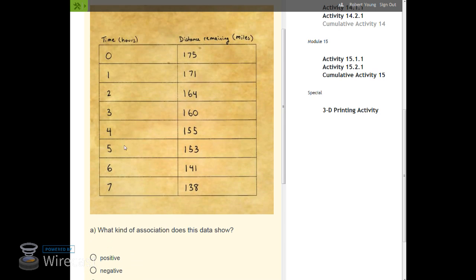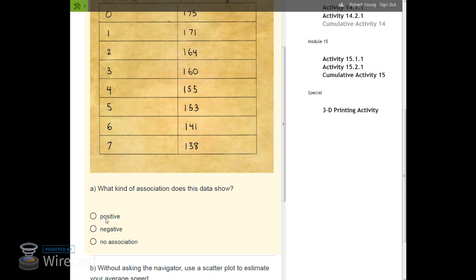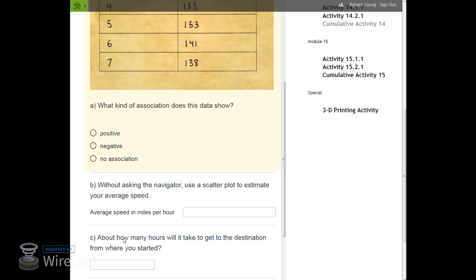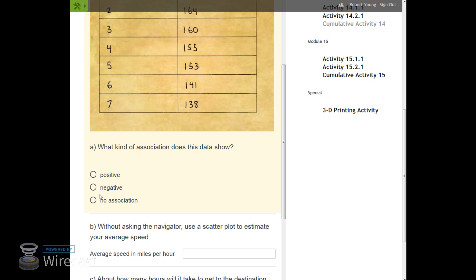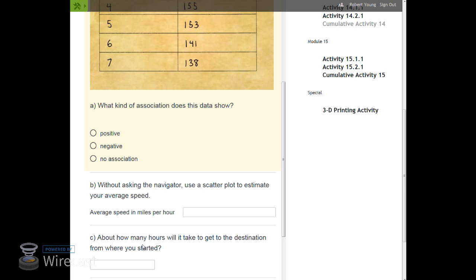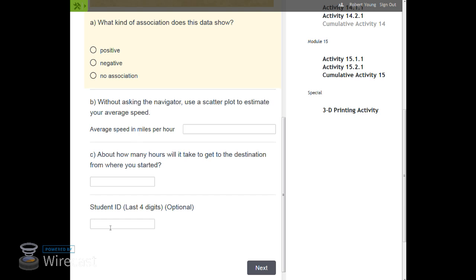Over here, you just have to talk about the association in the data, whether it's positive, negative, or there's no association. And then you have to fit a line of best fit and figure out the average speed that you're traveling at. And you use that to determine how long it will take to get to your destination. So please go ahead and check it out for maybe 3-4 minutes. You don't have to finish all of it, just take a look at it, and if you have any questions, please go ahead and ask us. Thank you.